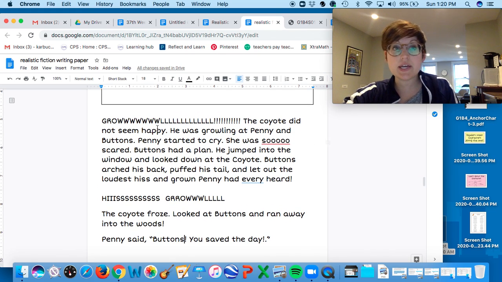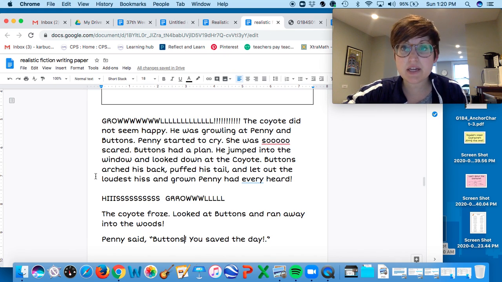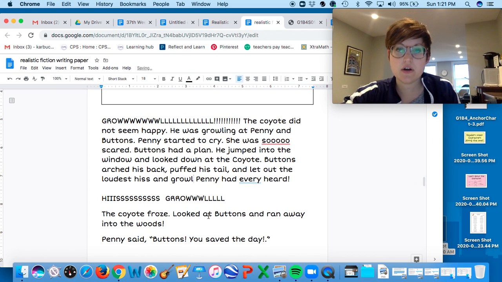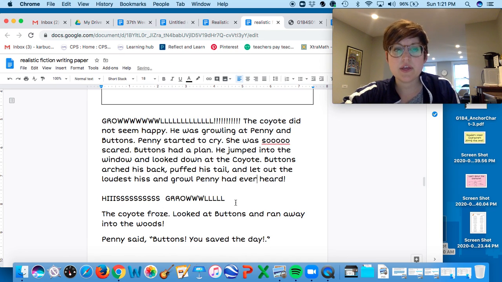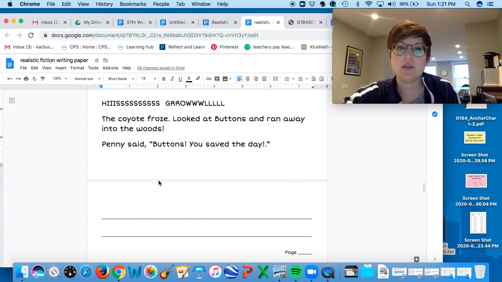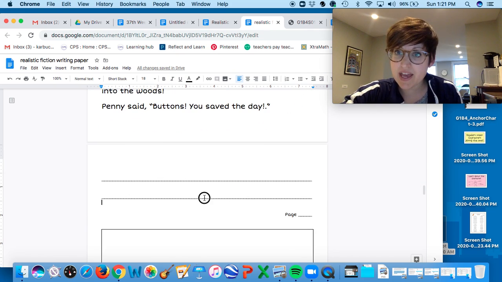Growl! The coyote did not seem happy. He was growling at Penny and Buttons. Penny started to cry. She was so scared. Buttons had a plan. He jumped into the window and looked down at the coyote. Buttons arched his back, puffed his tail, and let out the largest hiss and growl Penny had ever heard. Hiss, growl. The coyote froze, looked at Buttons, and ran away into the woods. Penny said, Buttons, you saved the day.